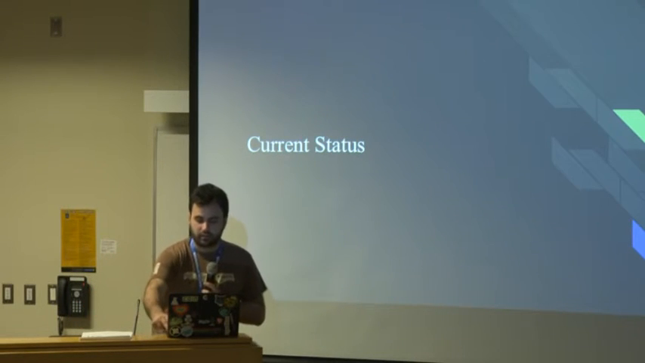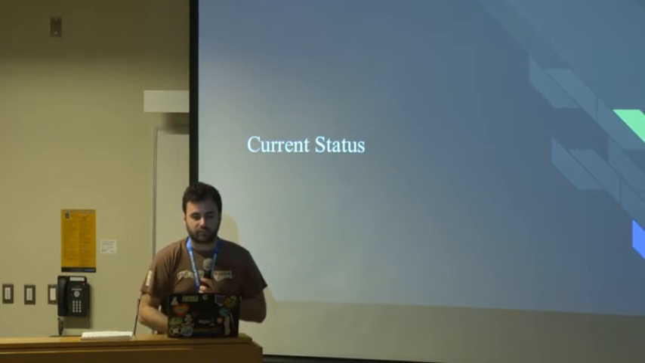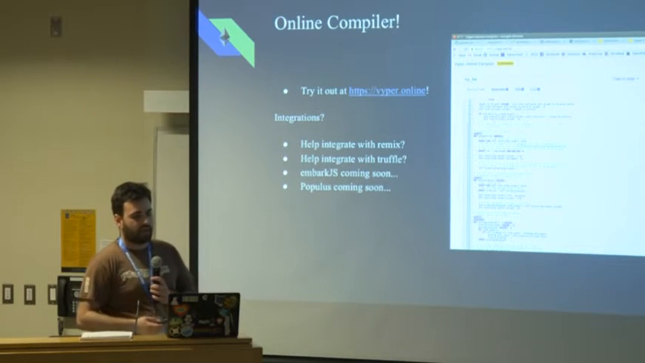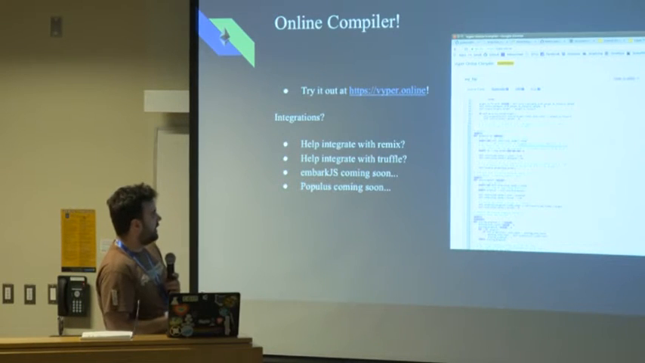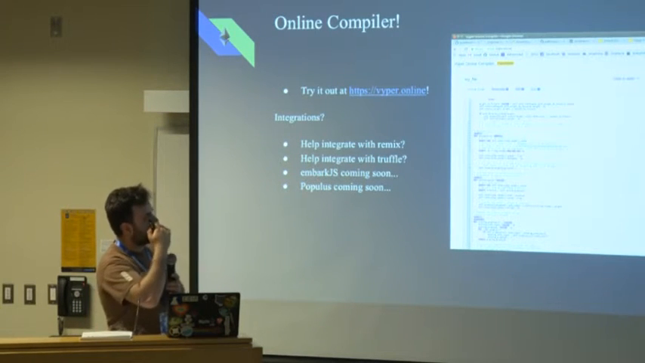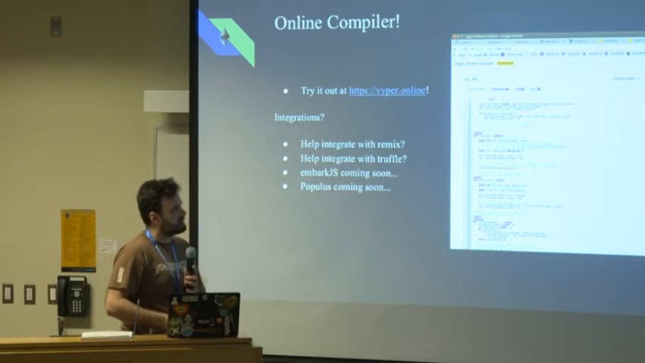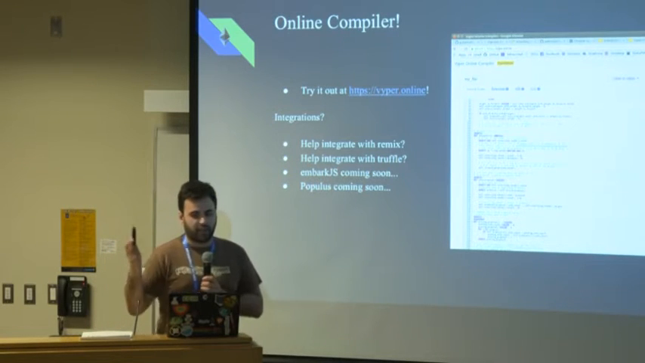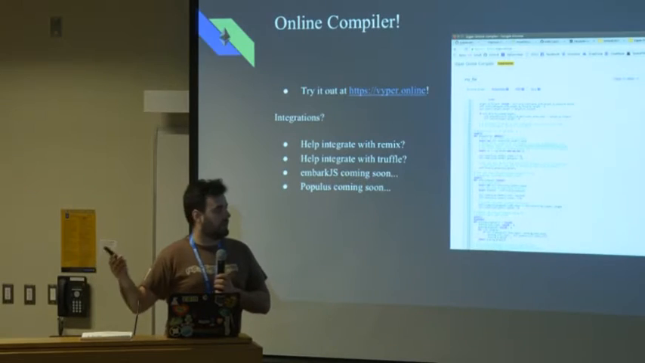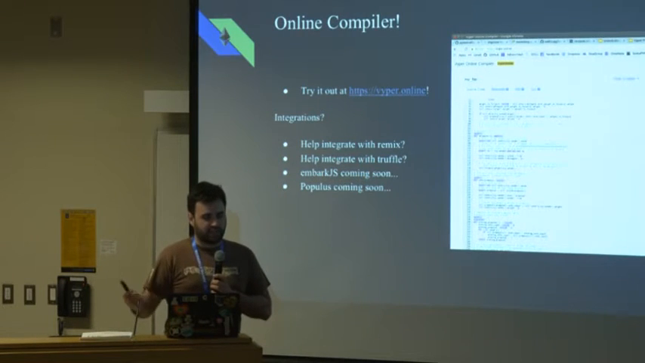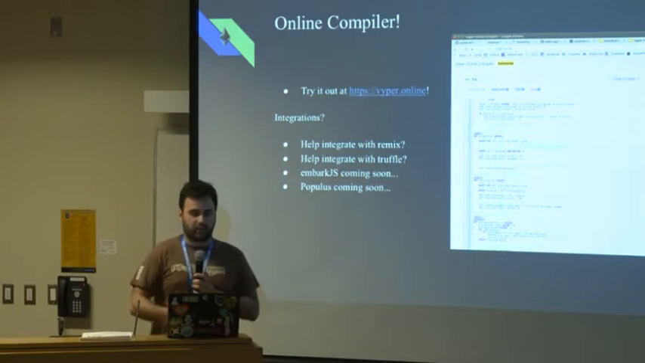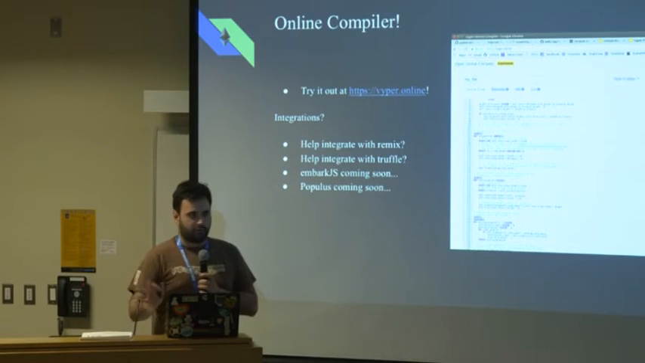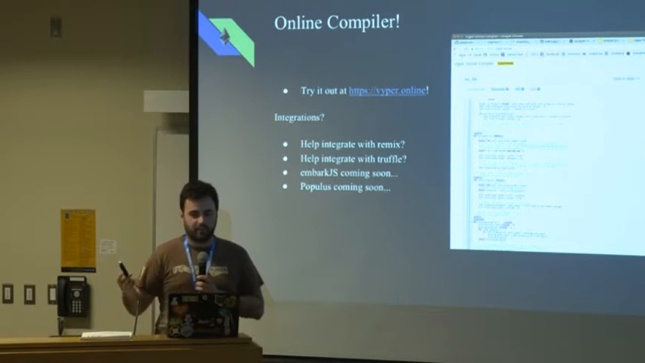But where are we currently? So if you want to try Viper right now, we have an online compiler at viper.online that one of the community members made. So you can give it a shot. It's not quite as useful as Remix, but we're looking for people who are interested in integrating Viper into Remix. One problem is that since our compiler is written in Python, it's a Python module. That's not something that's easily put into a client-side framework. So if you know of any way that we can convert that to a JavaScript or WASM kind of thing, come talk to me about it.